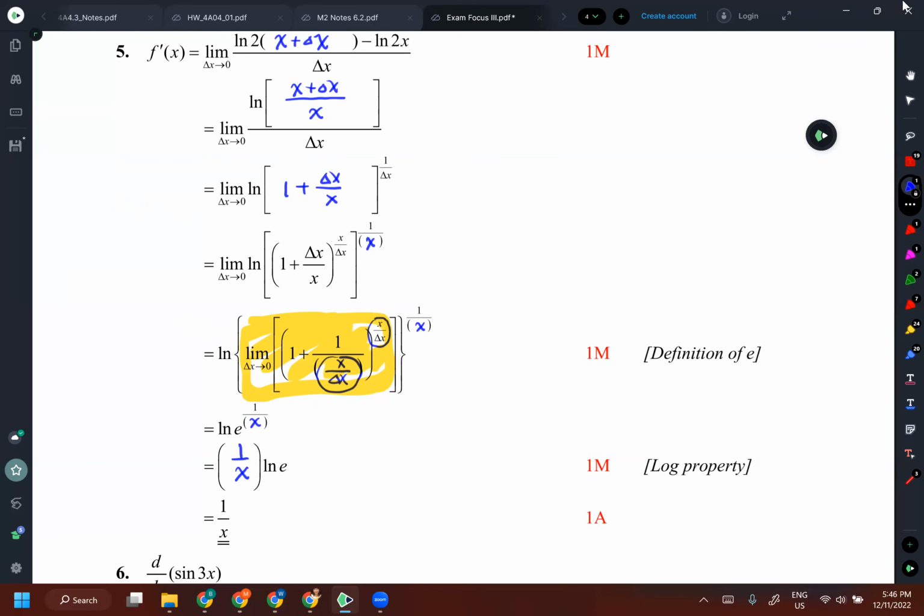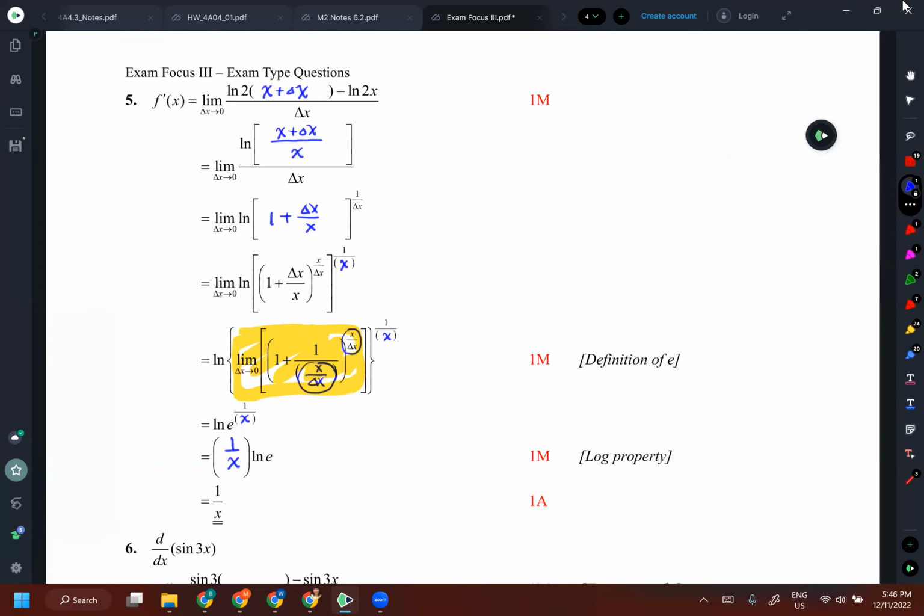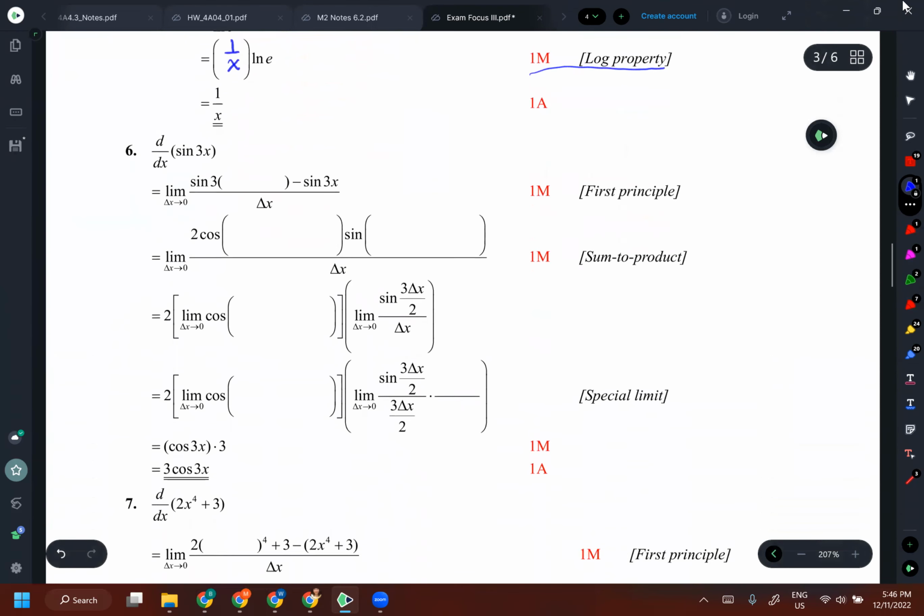That's it. If you're interested in the marking, 1 mark for the definition of first principles, another mark for the definition of e, 1 mark for the log property. I guess you used the log property somewhere here as well. Maybe that mark can be awarded to you if you've done something there. And then the final answer. Next one.